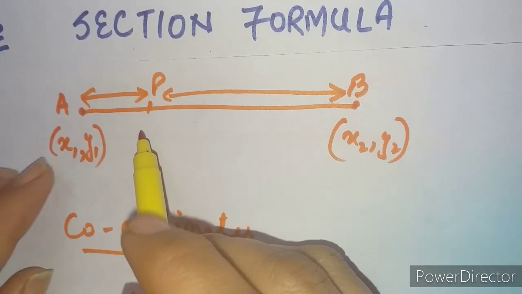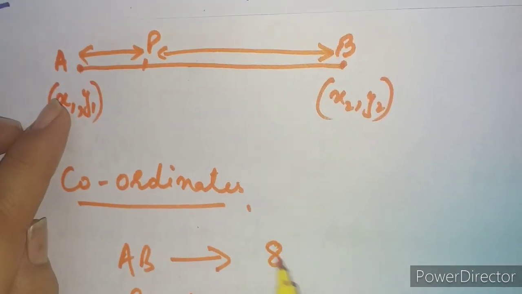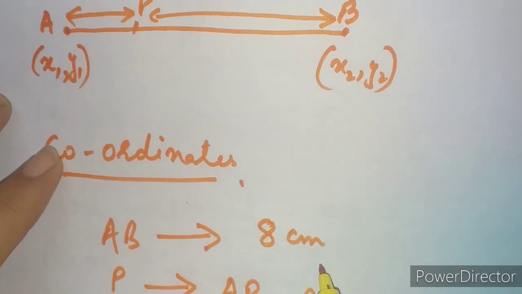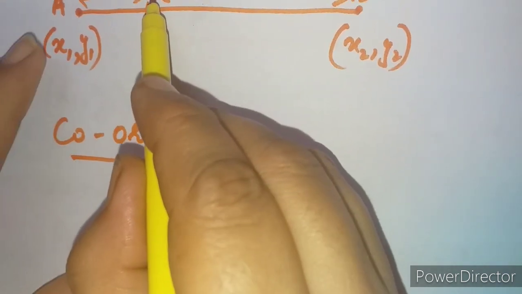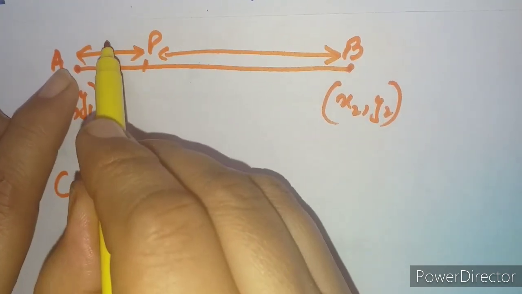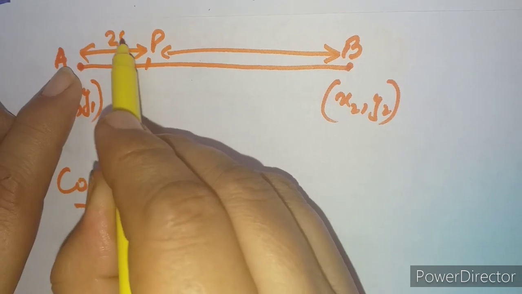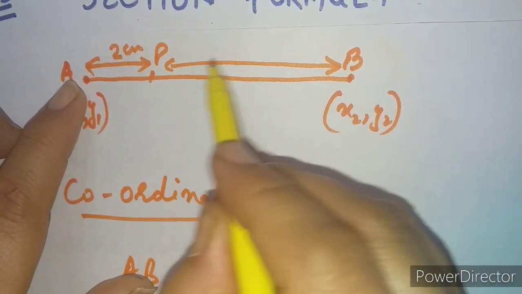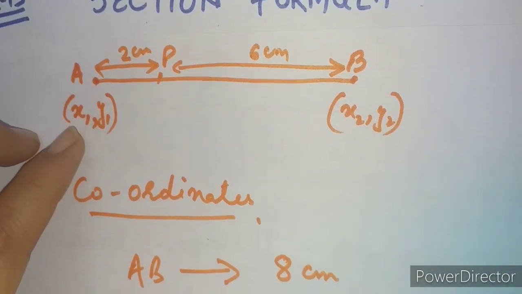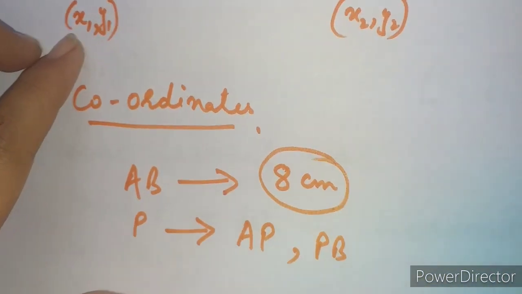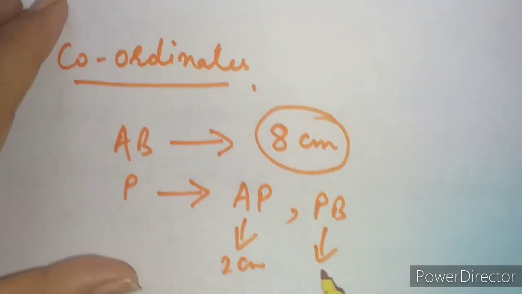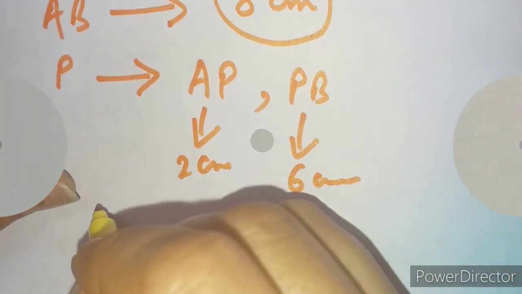Suppose I give you one example. Suppose earlier AB was 8 centimeter, and after bringing point P inside, we have got two parts. For example, let AP remain 2 centimeter, and PB will be simply 6 centimeter, because total AB was 8 centimeter. So AP is 2 centimeter and PB is 6 centimeter.